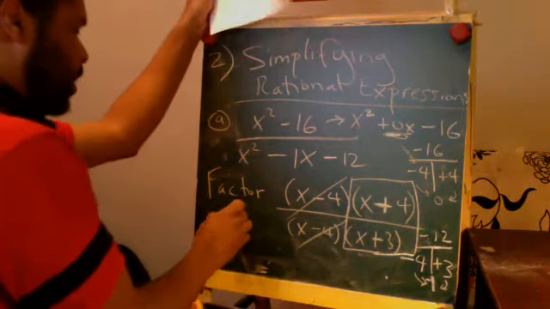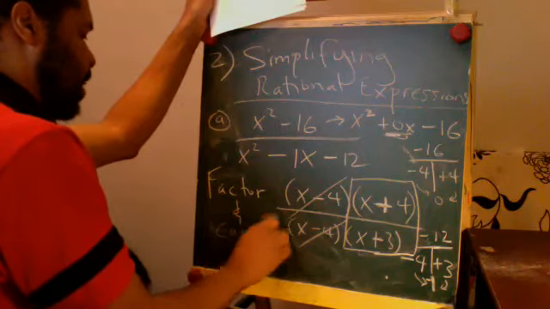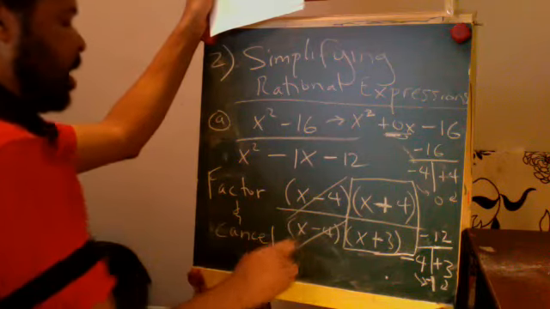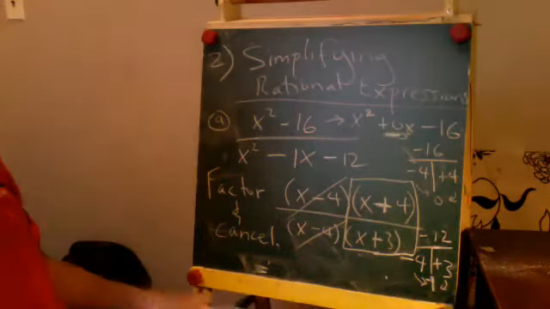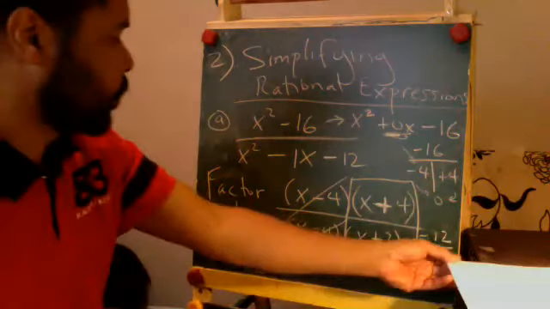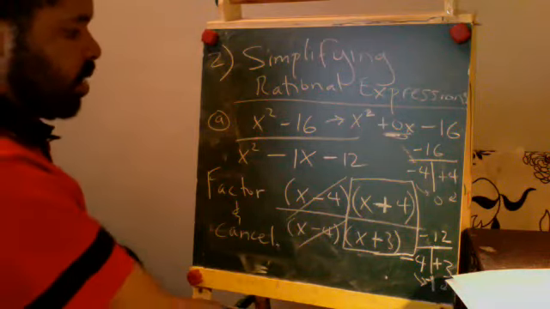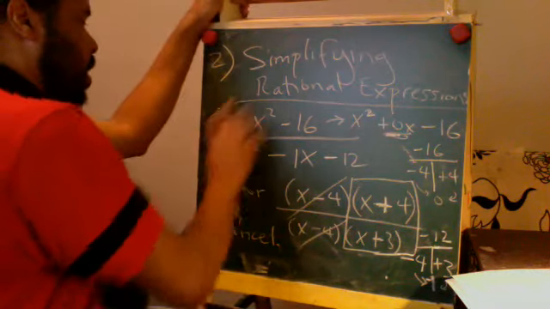So I factored and I canceled. So factor and cancel, that's basically what happens. Those are the instructions that we need here. You factor and you cancel, all right? The answer is going to be x plus 4 over x plus 3. And that's the answer for number 2A on the review.